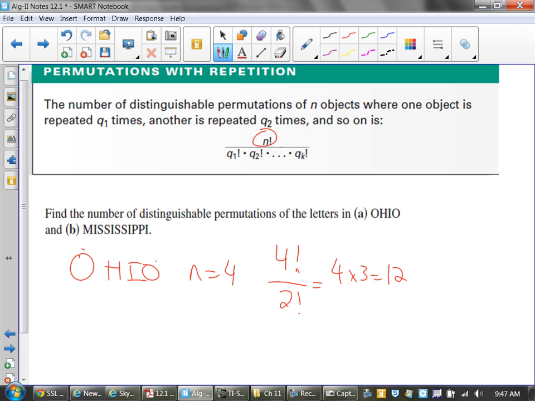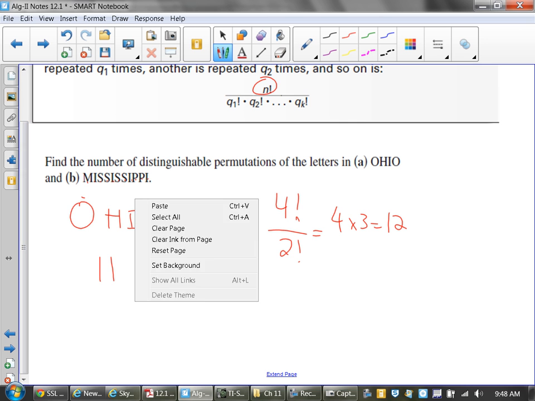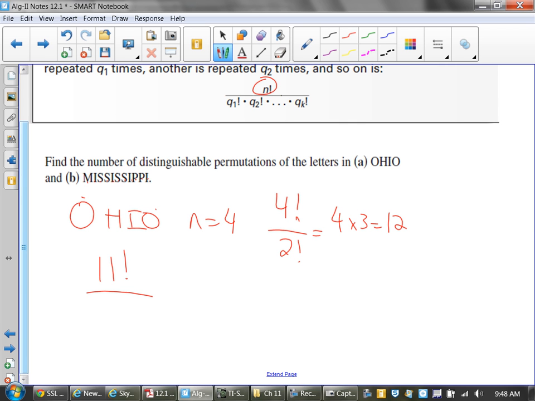But then Mississippi is a monster. With Mississippi, you have a total of 1, 2, 3, 4, 5, 6, 7, 8, 9, 10, 11 letters. Well, let's see. S is repeated 1, 2, 3, 4 times. I is repeated 4 times. And the P is repeated twice. I believe that's where we set that up.